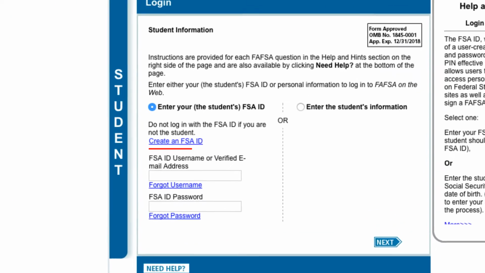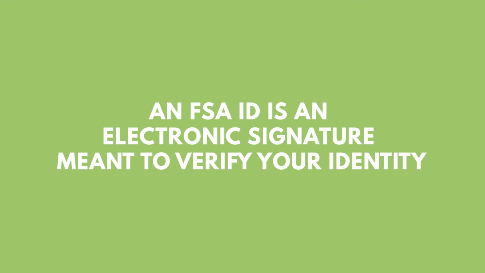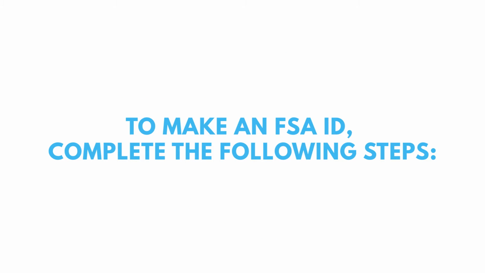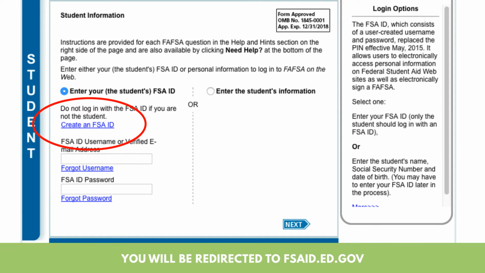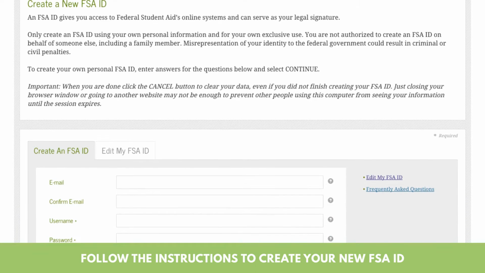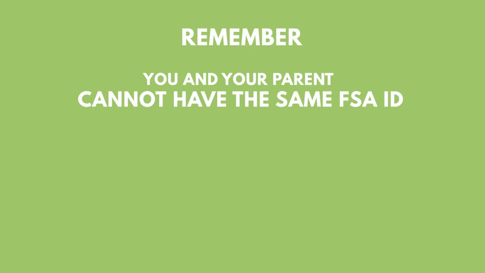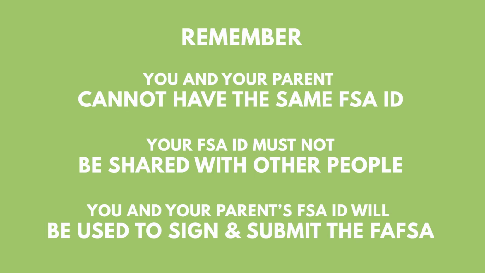Once you log in, you will create an FSA ID if you have not previously done so. An FSA ID is an electronic signature meant to verify your identity. To make an FSA ID, complete the following steps. Select the blue link that says Create an FSA ID. You will be redirected to fsaid.ed.gov. Follow the instructions to create your new FSA ID. Remember, you and your parent cannot have the same FSA ID. Your FSA ID must not be shared with other people. You and your parent's FSA ID will be used to sign and submit the FAFSA.